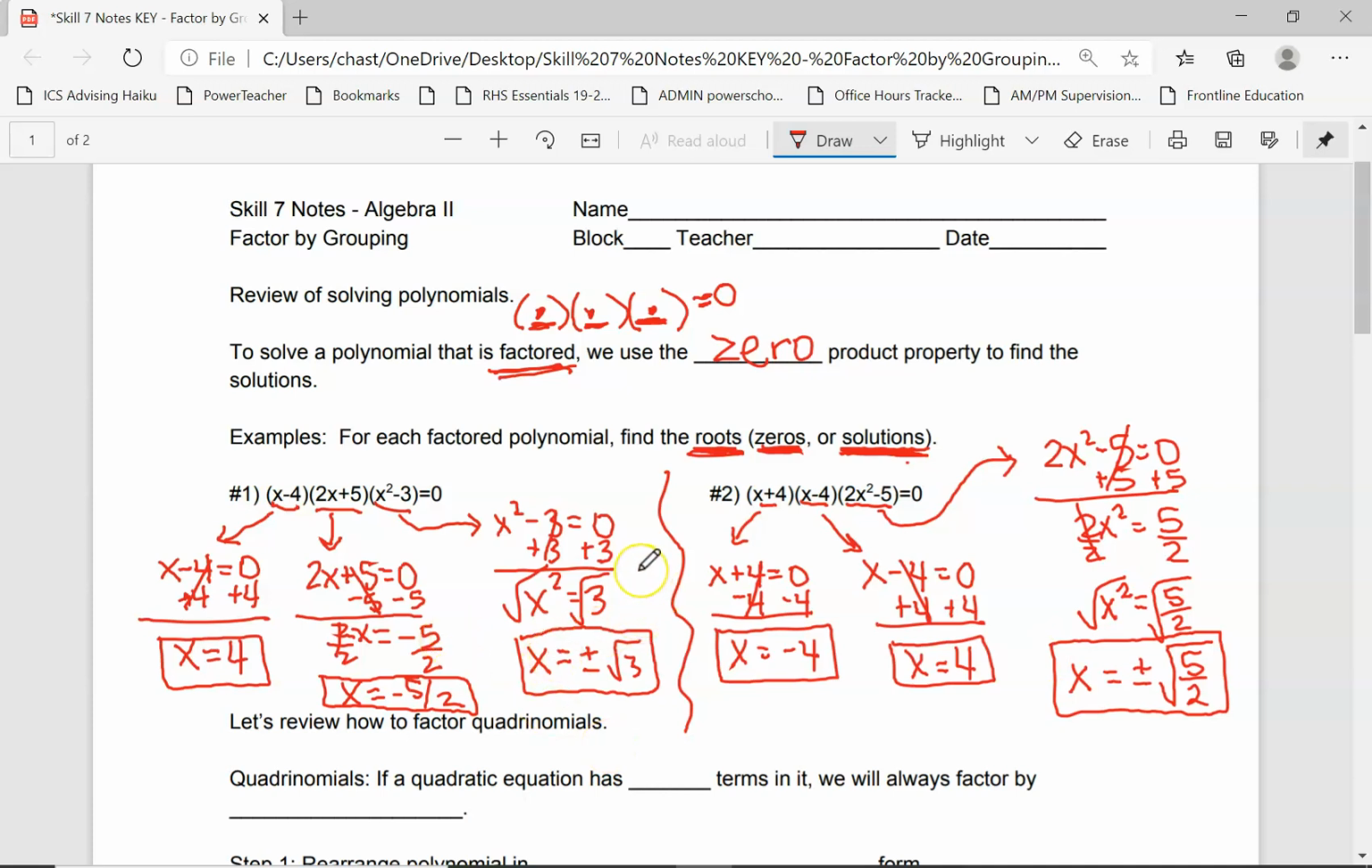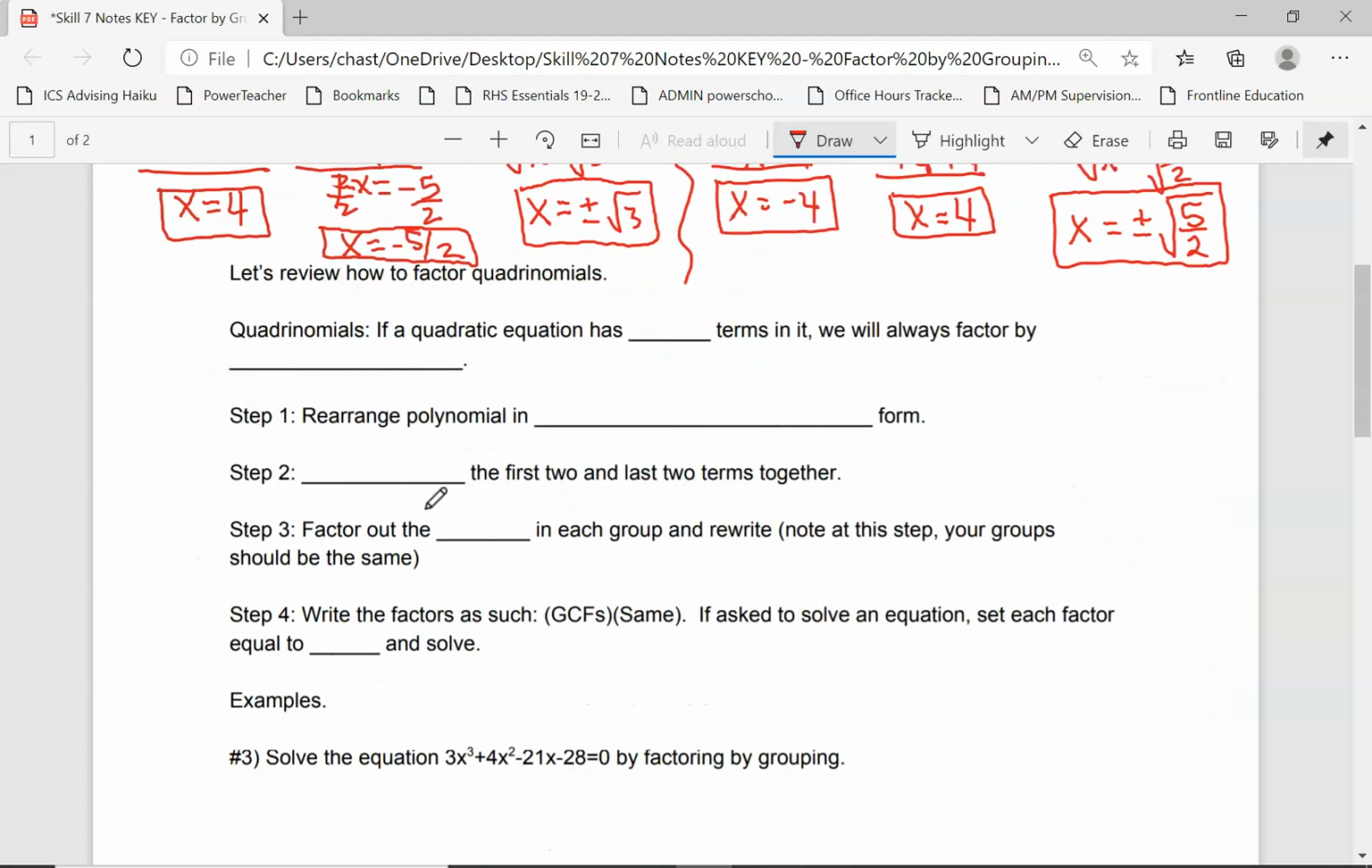Okay, so we have now solved two polynomials when they were already factored. The process is you just set each factor equal to 0. So now let's talk about how to factor something called a quadrinomial. A quadrinomial, think about the fact that we have the word quad in the front. So quad means we have 4 terms. So if a quadratic equation has 4 terms in it, I guess it wouldn't necessarily be quadratic. We'll just say if an equation, okay?